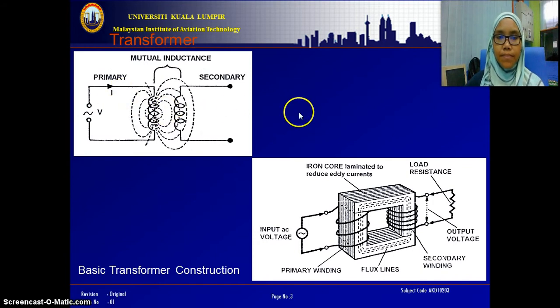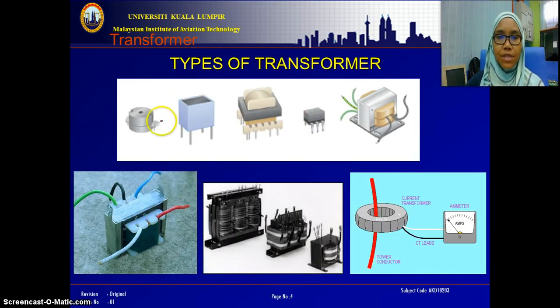So we have different types of transformers that have been invented. We have a power transformer, and here is the current transformer. This is used to measure the amount of current flow through this power conductor. And normally, it is connected to the ammeter just to show how much current flows into this conductor.